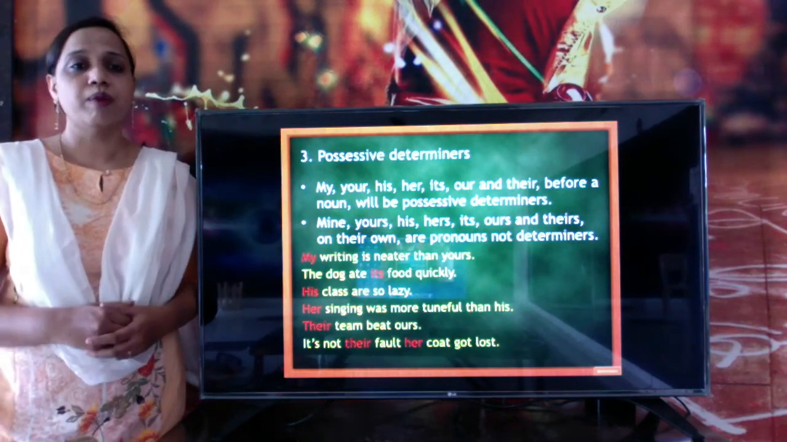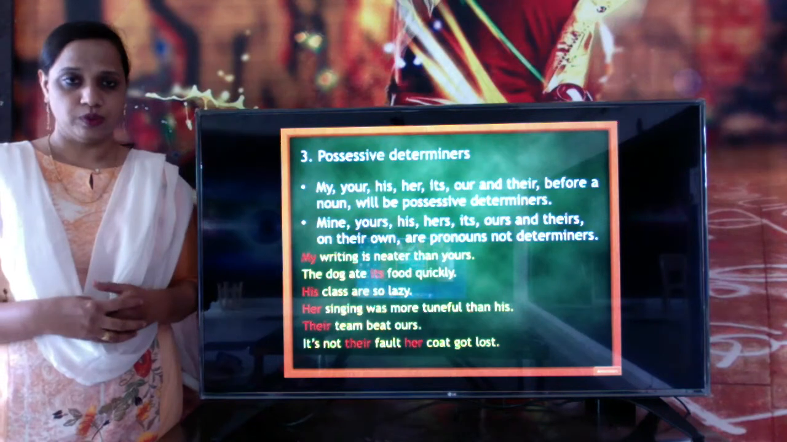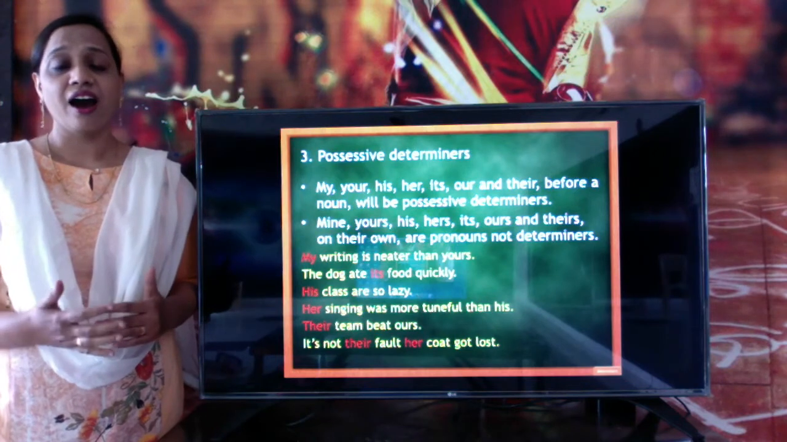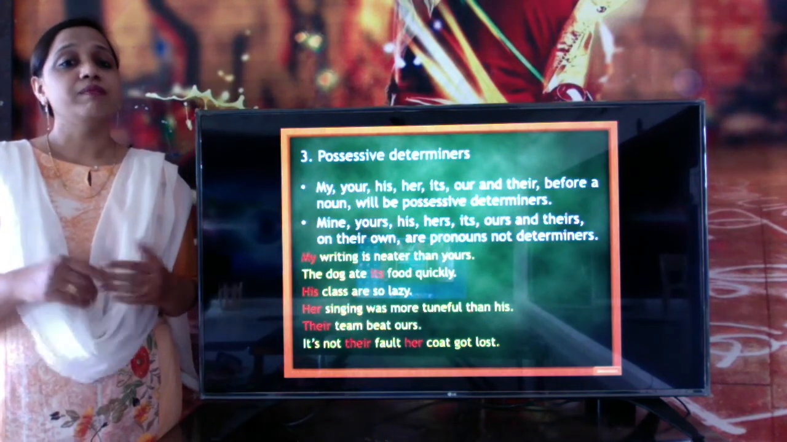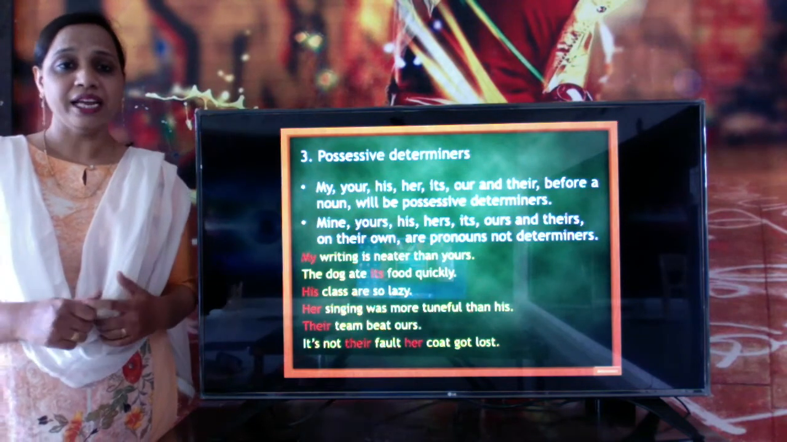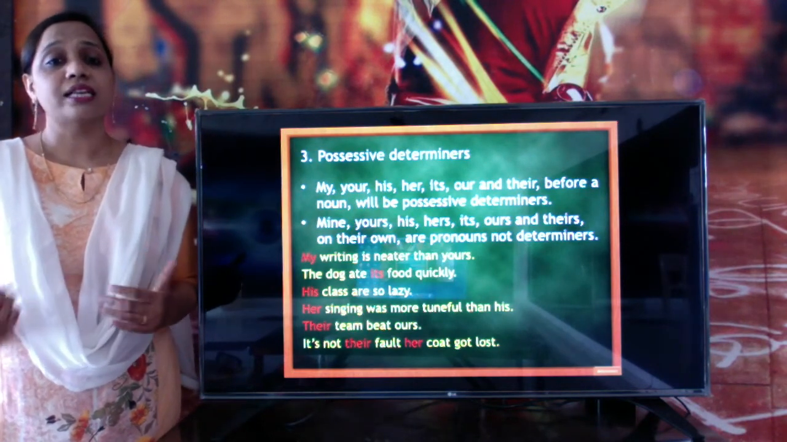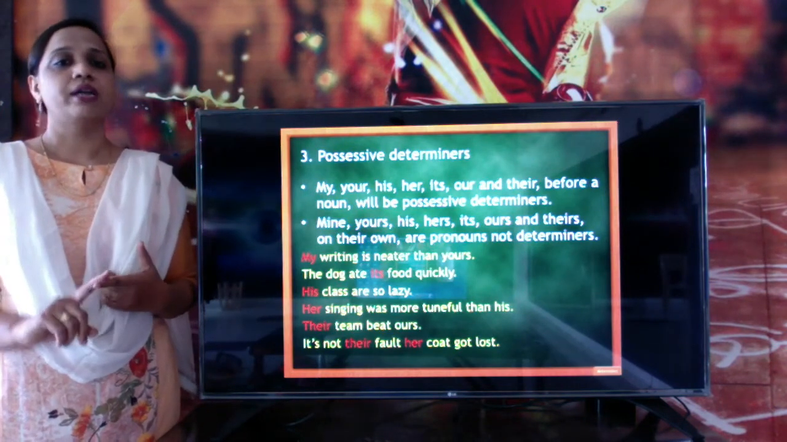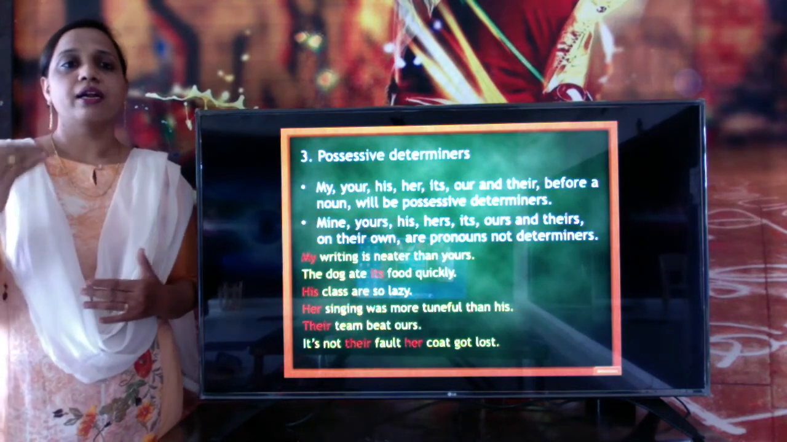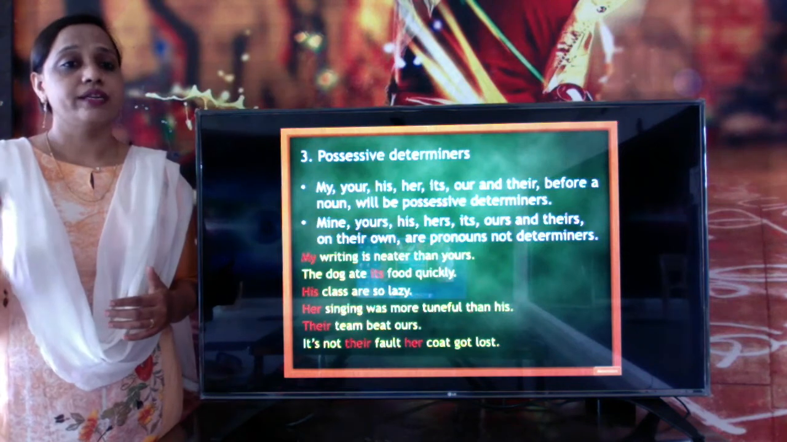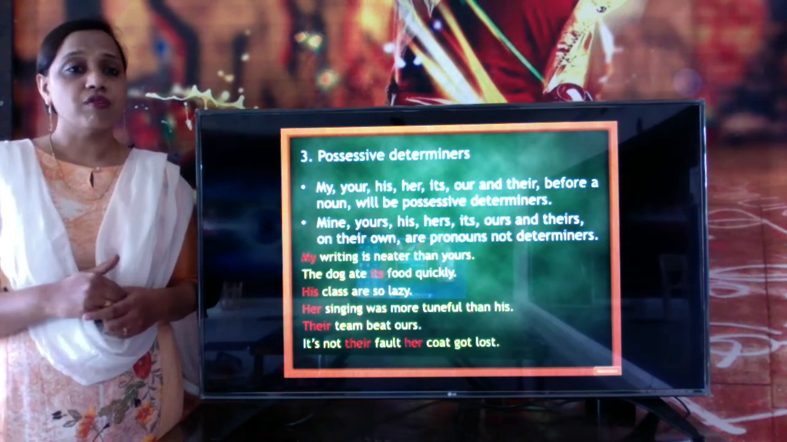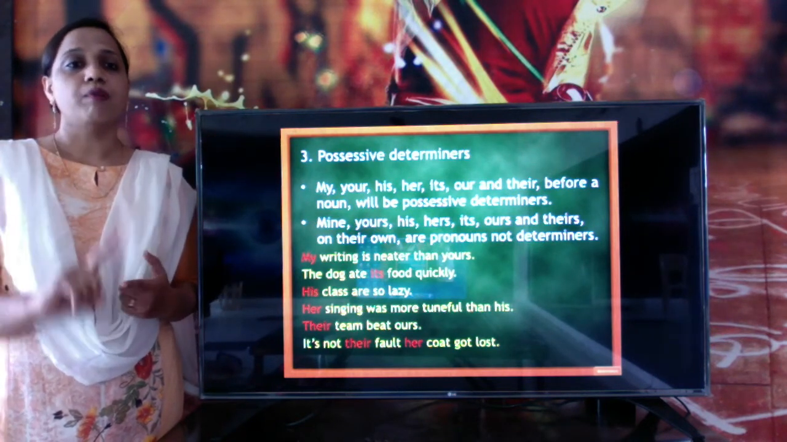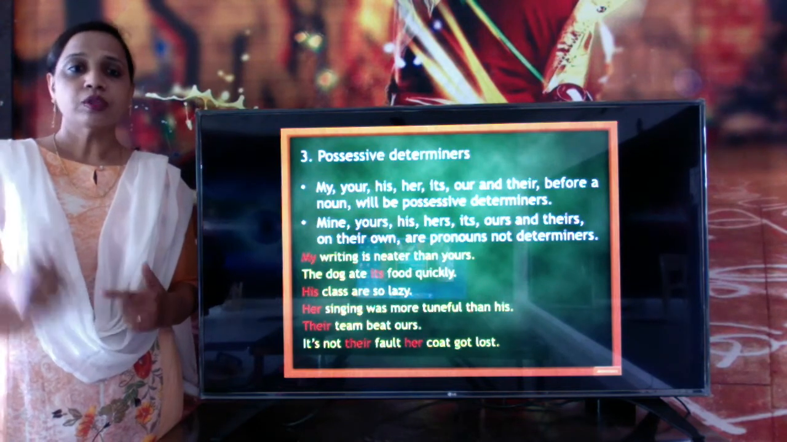What is the meaning of possessive? It means something belonging to you. My, your, his, her, its, our, and their. Before a noun, these are possessive determiners. Mine, yours, his, hers, its, ours, and theirs on their own are pronouns, not determiners. Again the same rule. After the possessive words, if there are nouns, they are possessive determiners. If after possessive words there are helping verbs, they are not determiners, they are possessive pronouns. Clear?